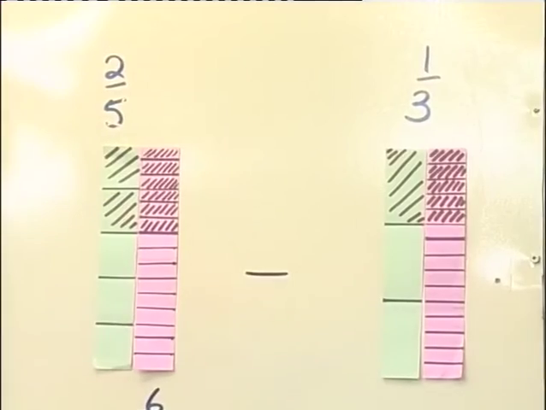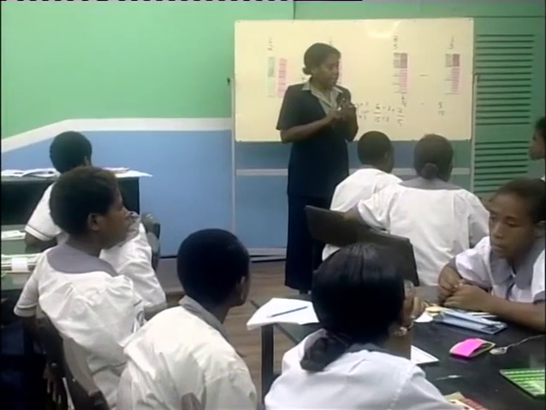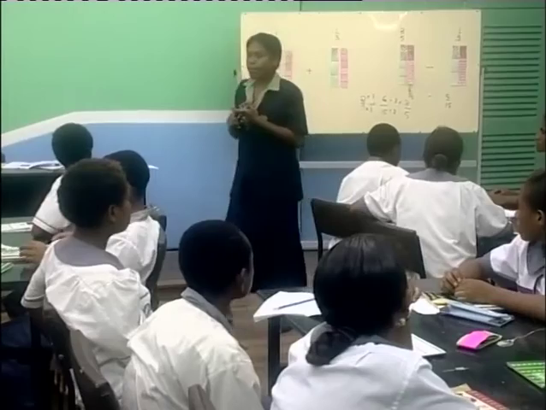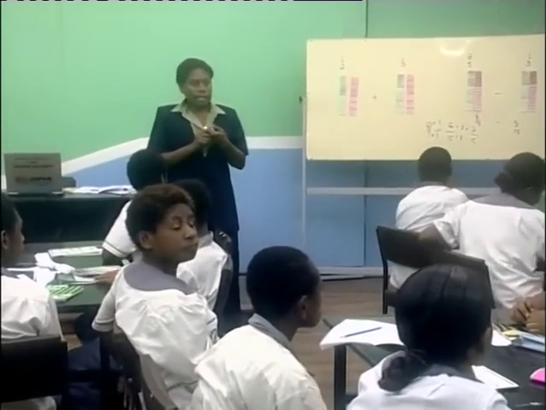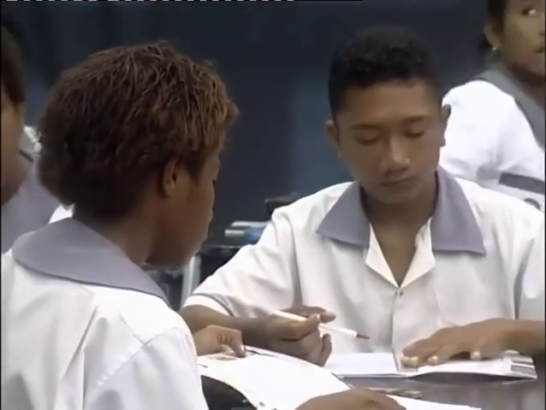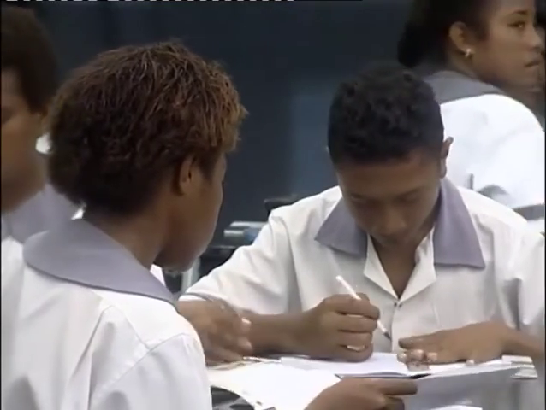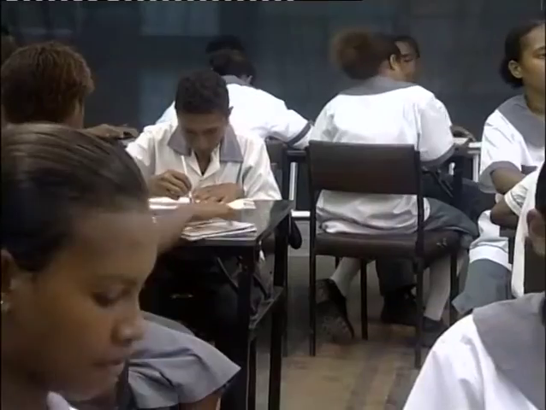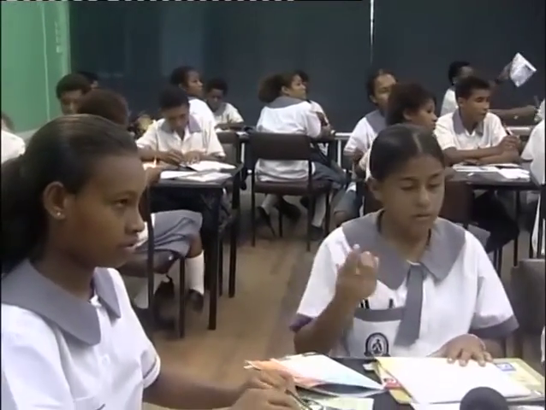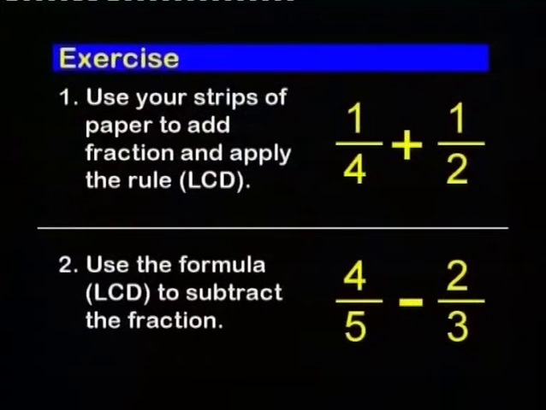All right, for our activity, I only have 2 short activities for you to do. Take out your exercise books and your paper strips too, you will also need your paper strips. The first exercise, with adding fractions, says use your strips of paper to add the fractions and apply the rule. Firstly, 1/4 plus 1/2.